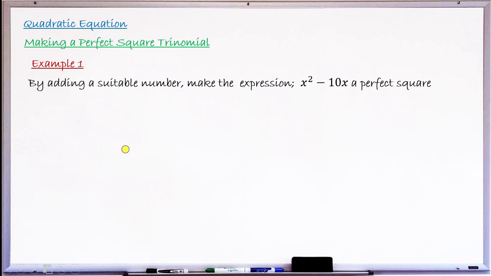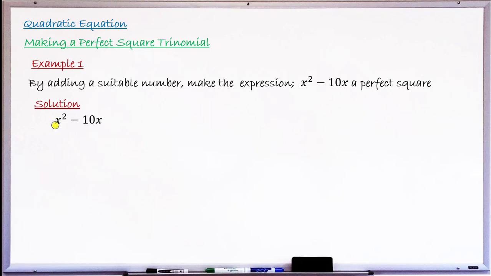Example number 1 says: by adding a suitable number, make this binomial, x squared minus 10x, a perfect square. So the solution to this very problem: what we do first is to copy down that very binomial. Step 1 is to make the coefficient of the square term 1. It is already 1, so step 1 is now done for us.